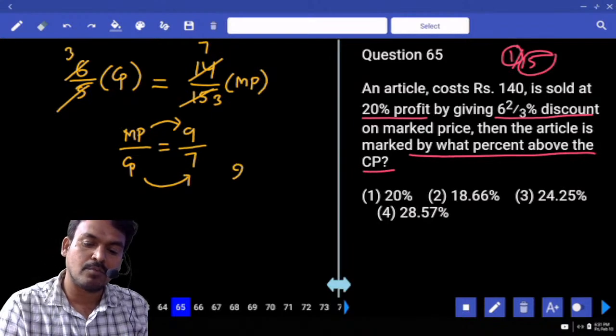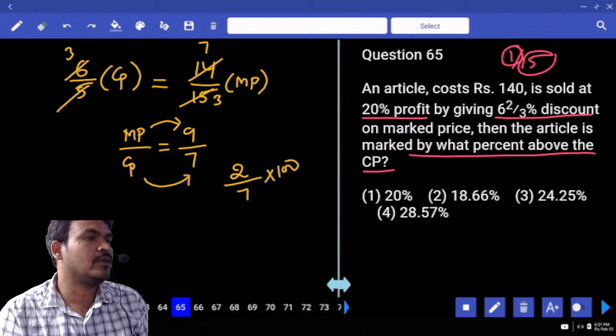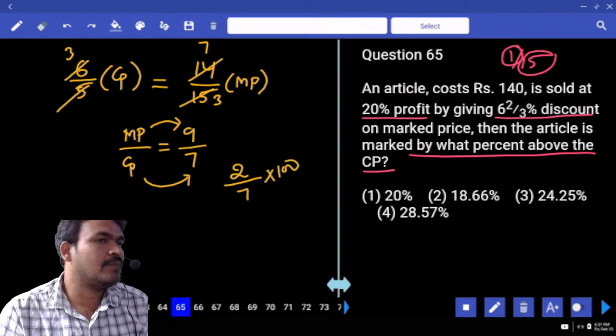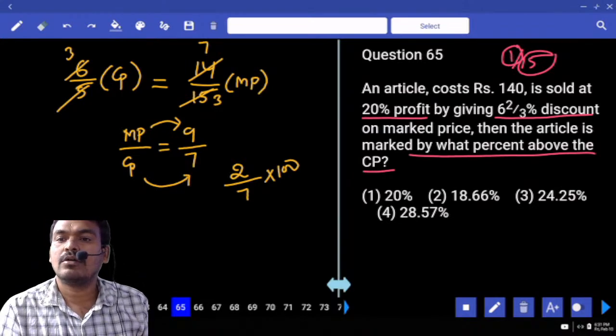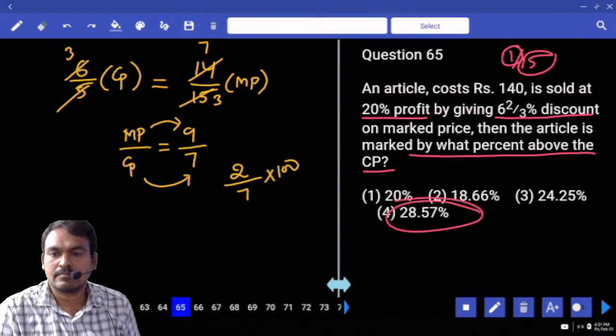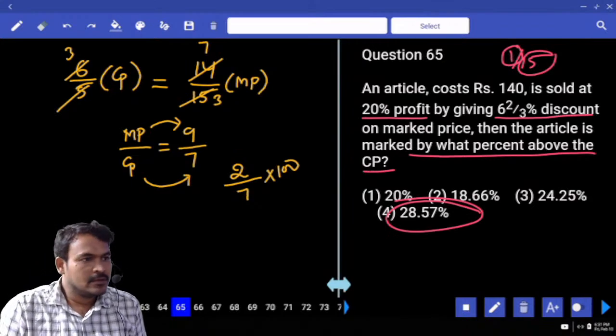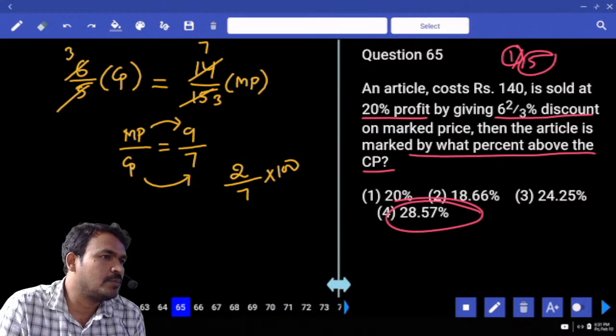Marked by what percent above the cost price? How many parts are more? 2 parts. 2 upon 7 into 100, or not? Already we know the 1/7 value, or not? 1/7 means 14.28. 2/7 means 28.56, or not? Which option? Fourth option, or not? Before the discount 15 parts, after the discount 14 parts, or not?